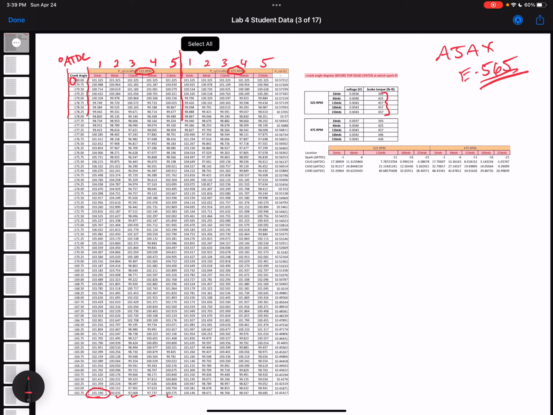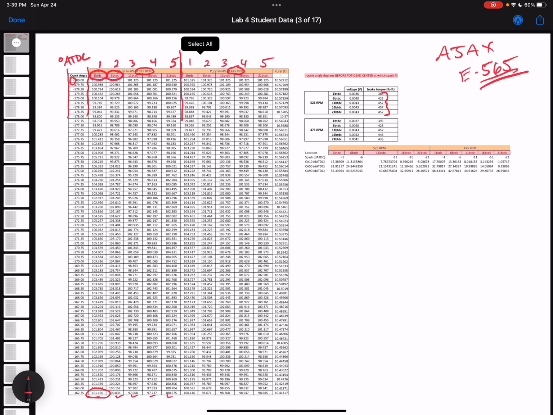So each of those columns refers to a specific spark timing of the engine. What we're varying for each speed is the spark timing, the timing at which the spark releases inside the mixture. We're varying the spark timing at 525 RPM as well as 475 RPM.